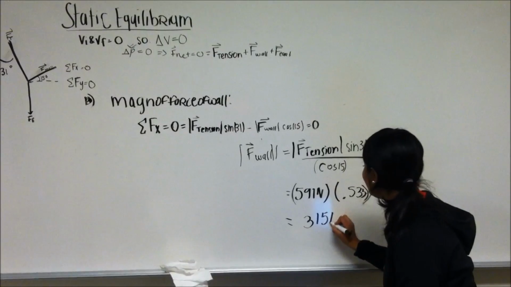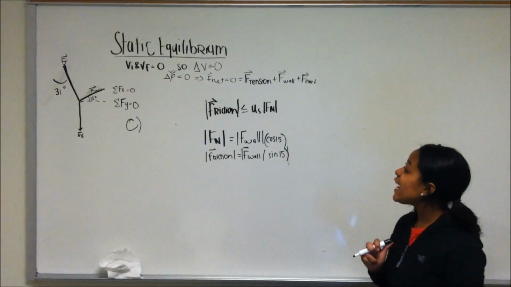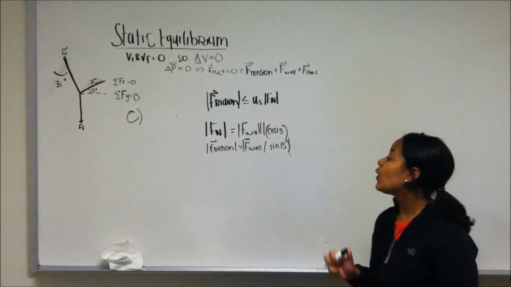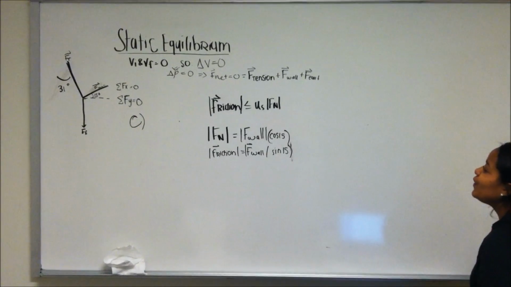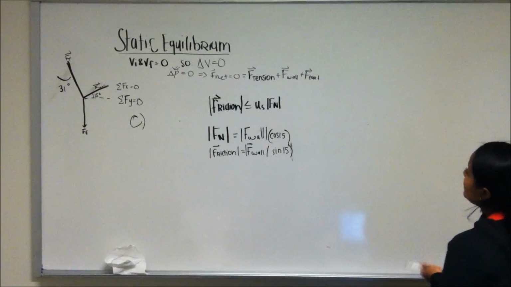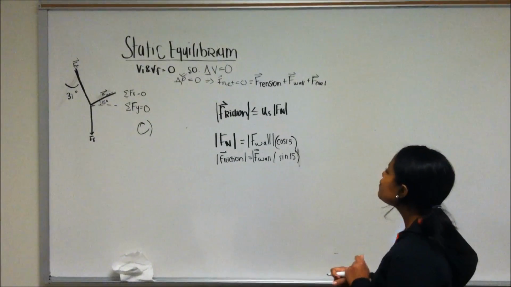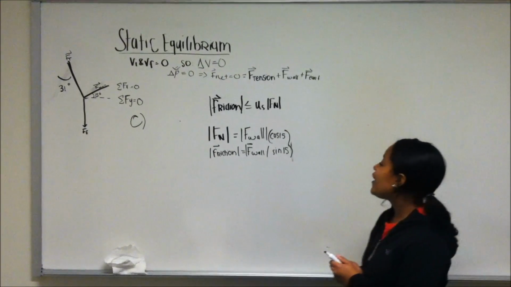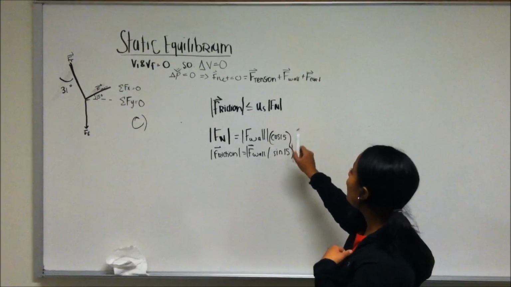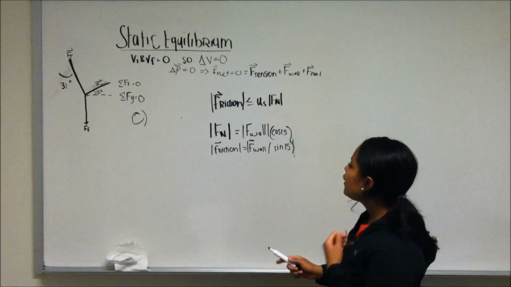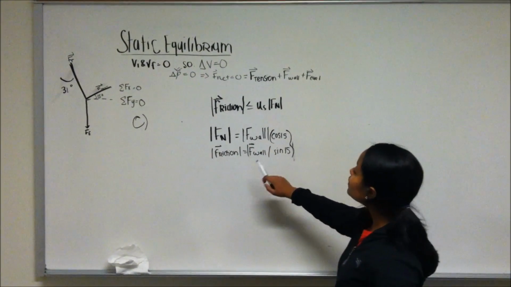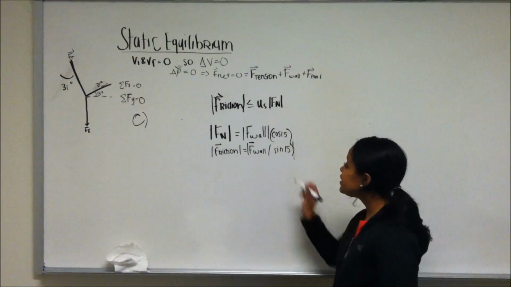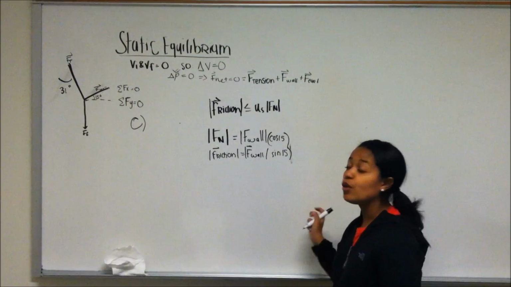315 newtons. So part C asks us to find the coefficient of static friction between the climber and the wall. So we know that the friction is less than or equal to the coefficient of static friction times the normal force. The normal force is the x component of the magnitude of the force of the wall, so we find that by multiplying the magnitude of the force of the wall times cosine of 15. The magnitude of friction is equal to the force of the wall times the sine of 15, because the wall's normal component is our normal force.